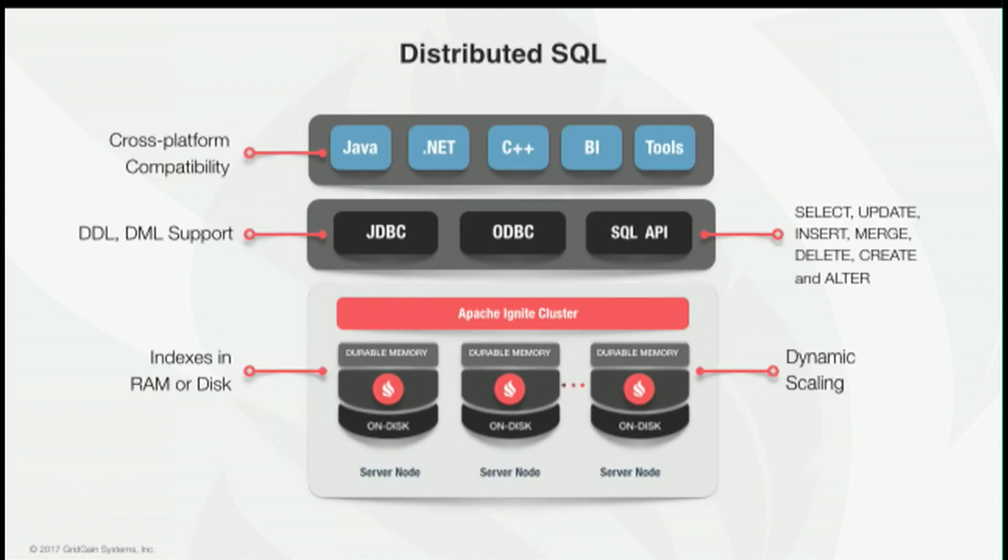The second major use case is a distributed SQL database. In this use case, you use Ignite kind of as a SQL database. We have all the capabilities to work with Ignite pretty much in the same way as you work with any relational database. So we have all the SQL capabilities, including DML support, which allows you to update the data using the SQL language, and DDL support, which allows you to create and modify schema using the SQL language.